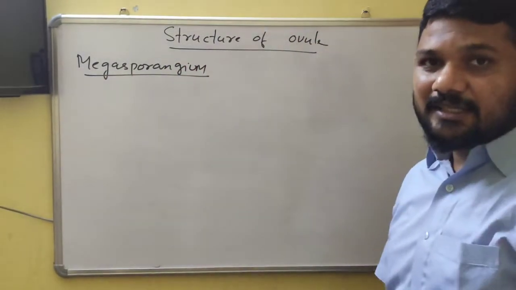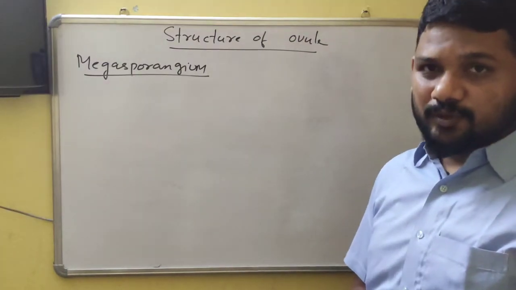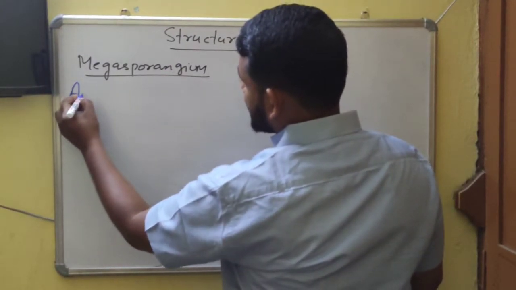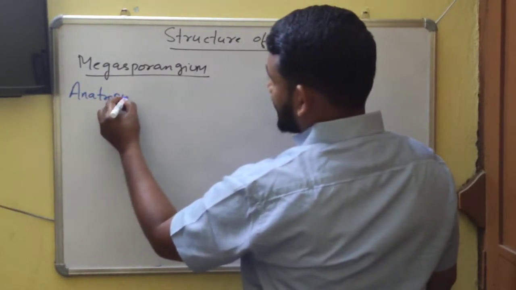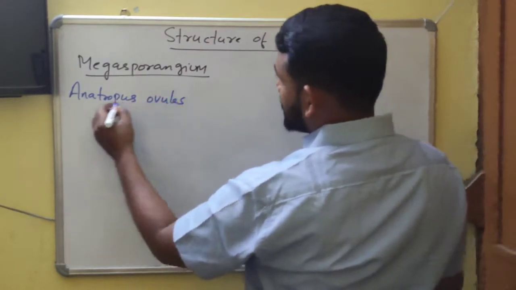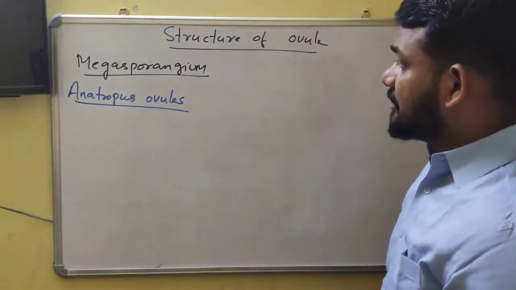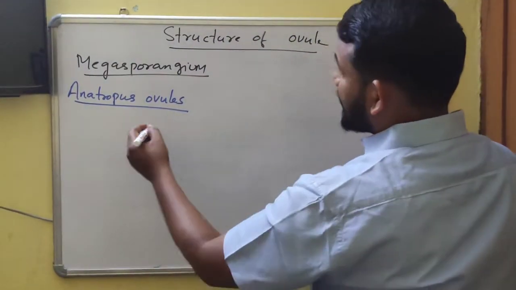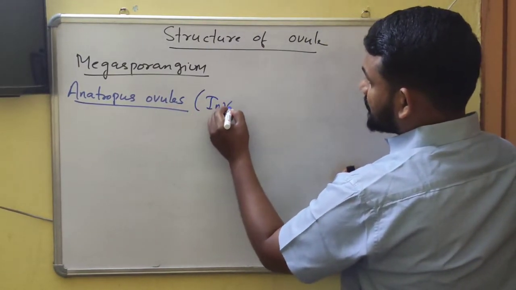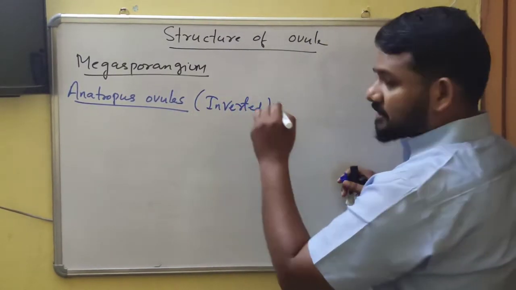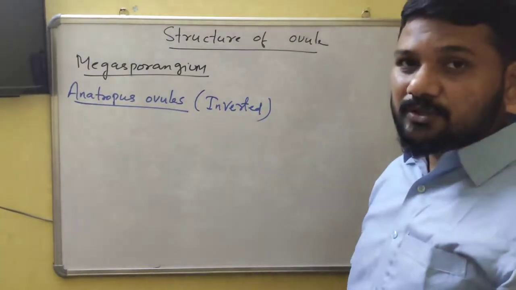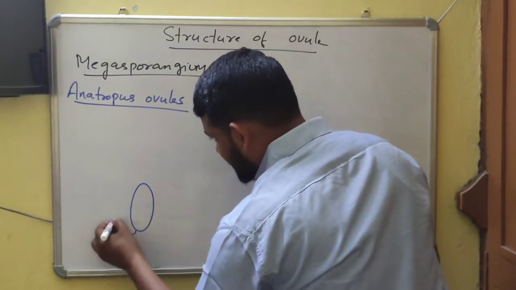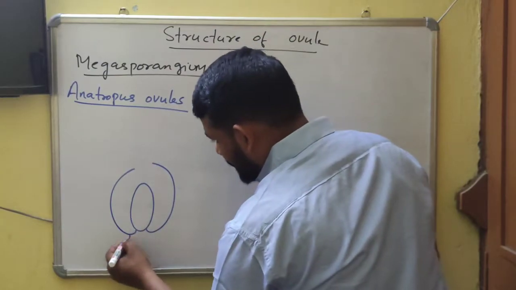In angiosperms, there are 6 different types of ovules, but the common ovule in angiosperms is known as the anatropous ovule. The configuration of the anatropous ovule is inverted, meaning the body of the ovule is situated below and the stalk is present above. That's why it is also known as an inverted ovule. The anatropous ovule has different parts, so let us see the structure of the ovule.